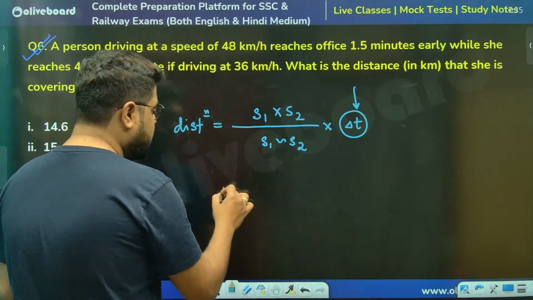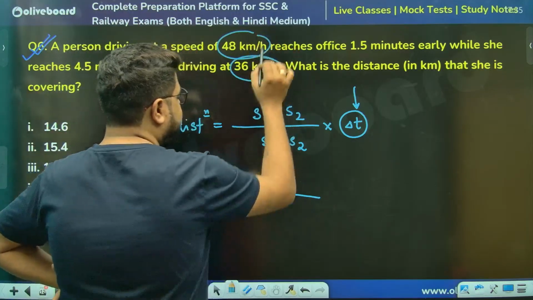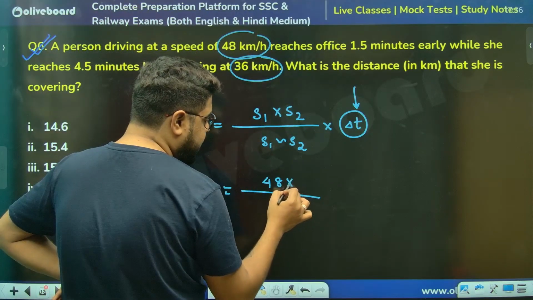Chalo sir, S1 and S2 are two speeds. First speed 48, second 36. So one is 48, one is 36. 48 into 36.